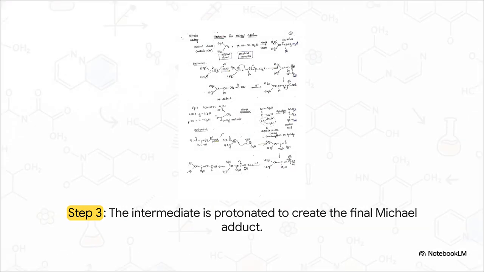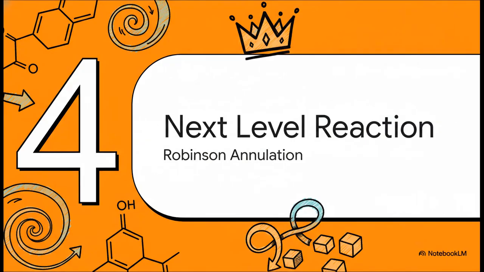And finally, step 3 is all about finishing the job. The messy intermediate we formed after the attack just needs to stabilize itself. So it grabs a proton from the surrounding solvent, a step we call protonation. This gives us our final, nice and stable product, which has a special name, the Michael adduct. And just like that, the Michael addition is complete. Done. Awesome.